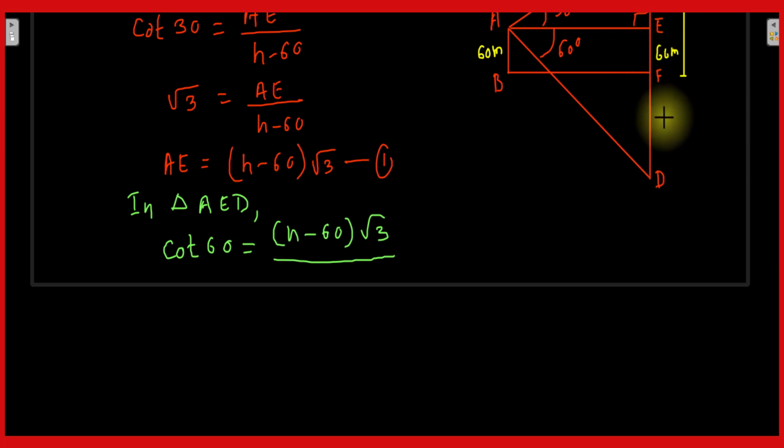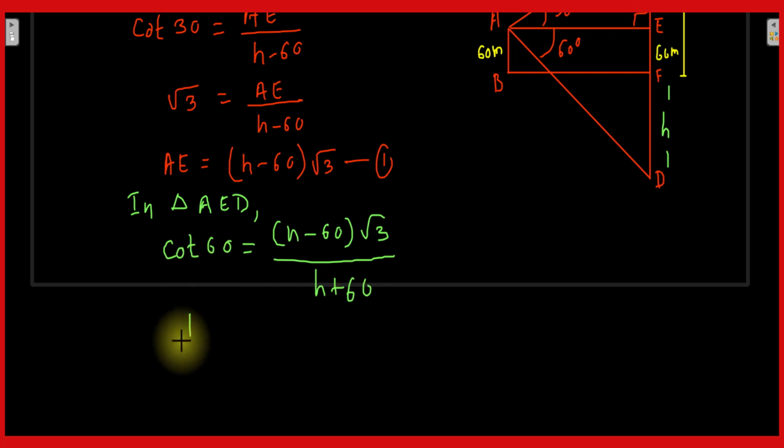This FD will be h. FD will be h, because the height of the cloud we are taking as h, and therefore its reflection will be at h meter below the water. So this distance will also be h. So this total distance will be h plus 60. So it is h plus 60.